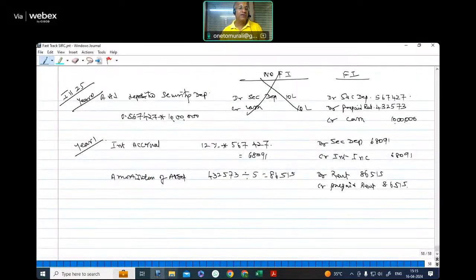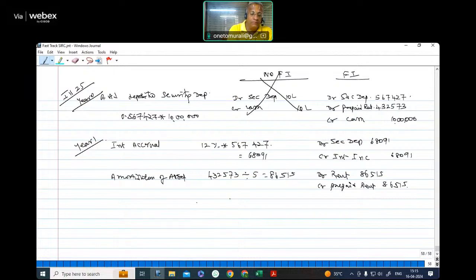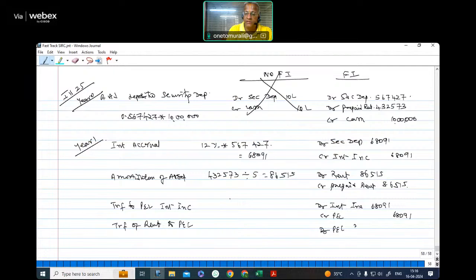And for 0th year and for year number 1, we have just taken up this transfer to profit and loss account, interest income. Debit interest income, credit P&L, 68091, 68091. Transfer of rent to P&L. Debit P&L 86515, credit rent 86515.